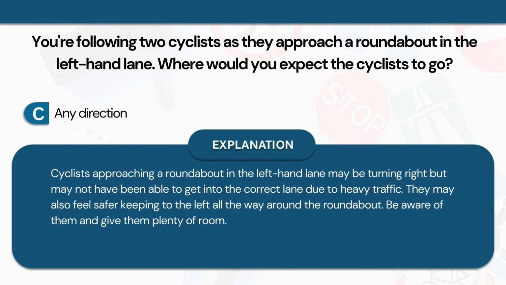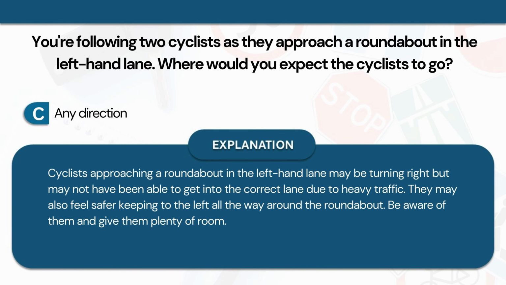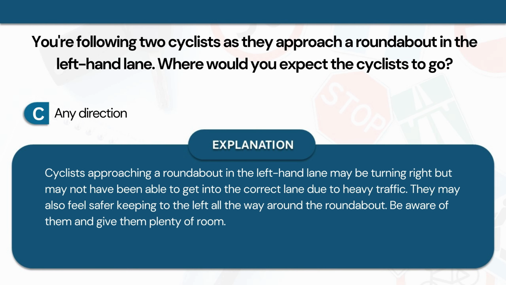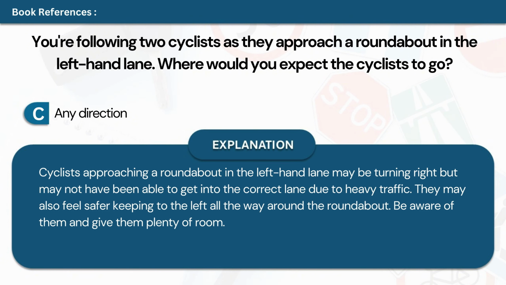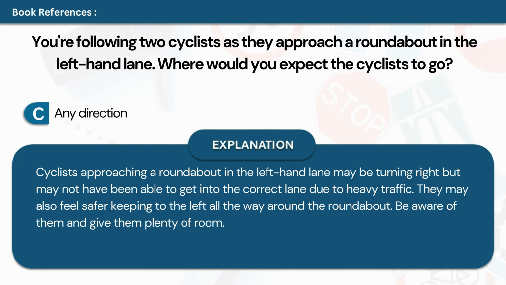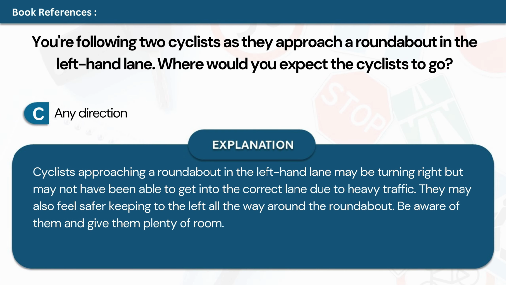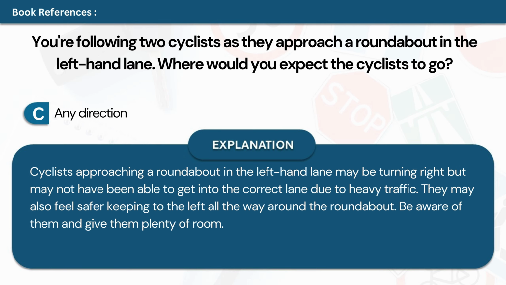Cyclists approaching a roundabout in the left-hand lane may be turning right, but may not have been able to get into the correct lane due to heavy traffic. They may also feel safer keeping to the left all the way around the roundabout. Be aware of them and give them plenty of room.